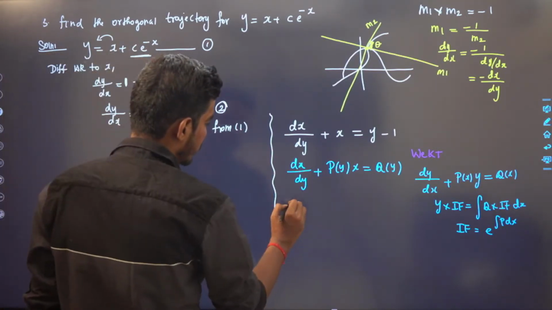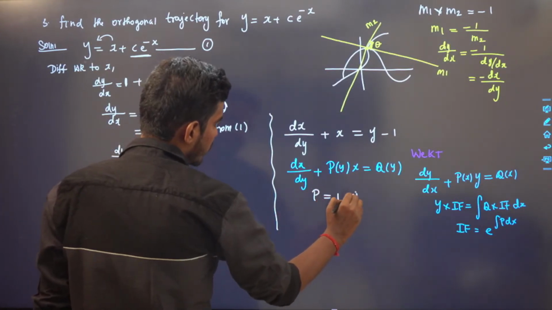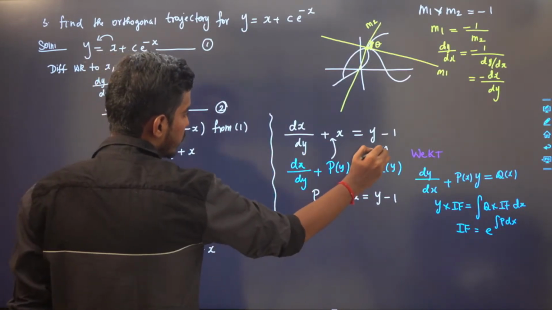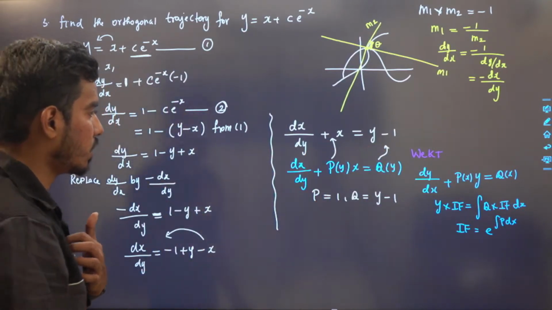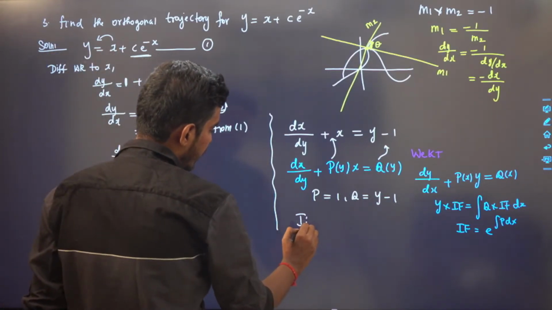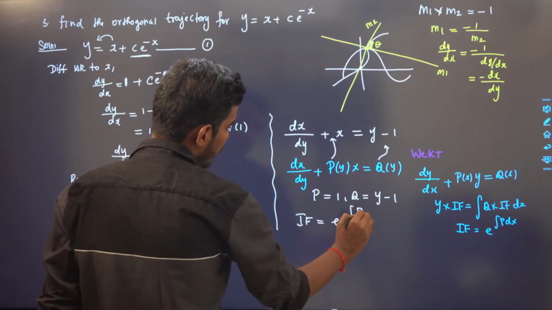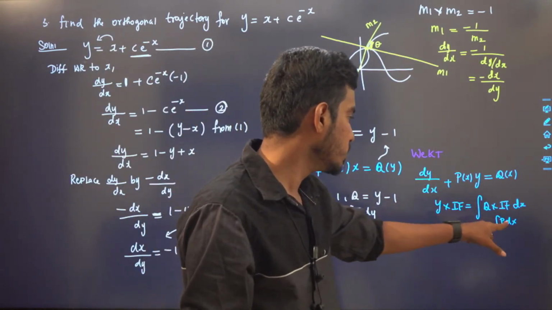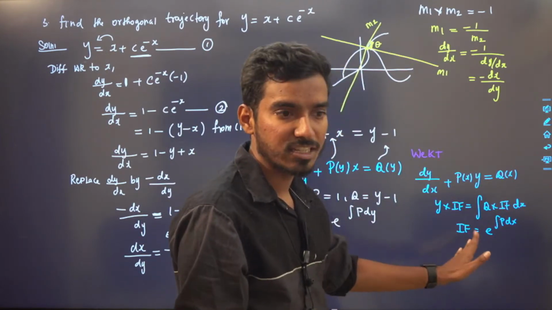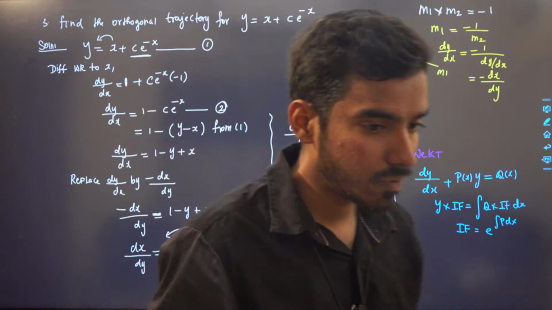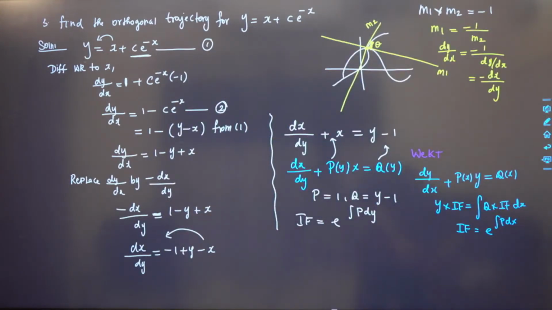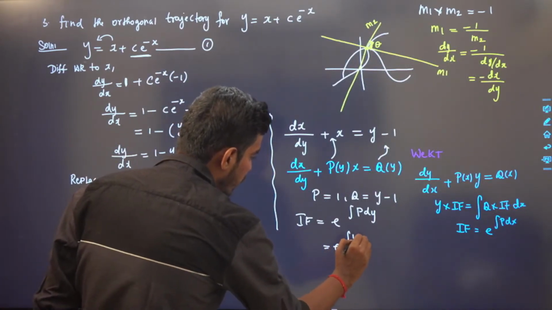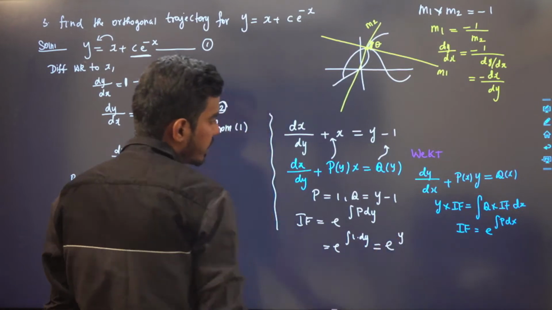So here p is 1 and q is y minus 1, right? Compare here. So p is 1 and q is y minus 1. So what is your integrating factor? It is e power integration of p dy, right? Not dx, it is p dy. If it is dy by dx it would be p dx, but here we are replacing x by y. So the integrating factor is e power integration of p dy. Since p is 1, e power y is your integrating factor.